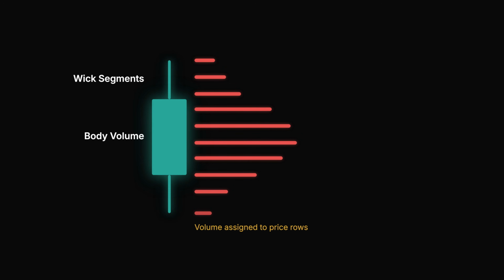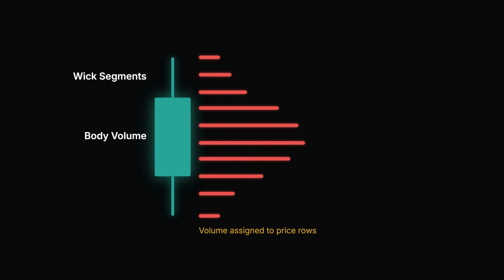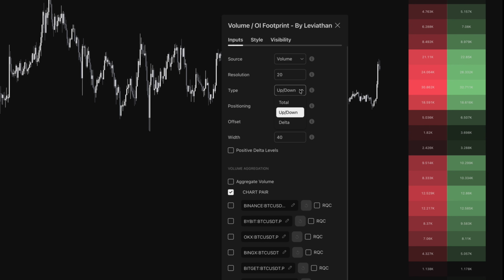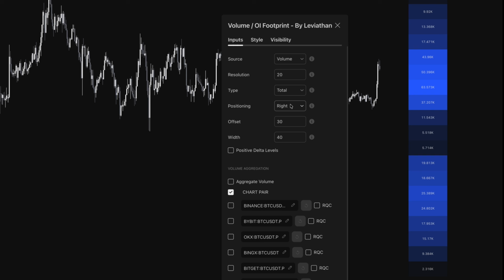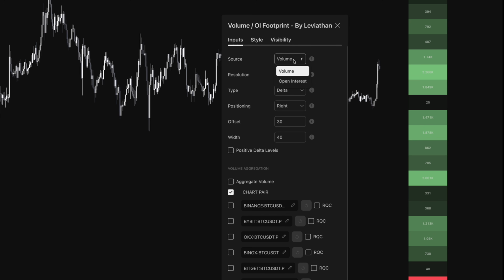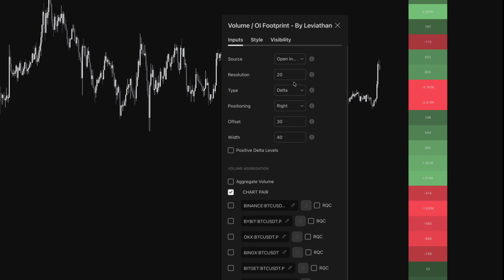For every bar in the visible window, it splits the candle into body and wick segments, calculates how much volume sits in each segment, and then assigns that volume to the price rows the candle physically passed through. You can switch between 3 display modes: total volume per row, separate buy and sell columns, or pure delta. And you can also flip the data source from volume to open interest change, which is a feature most footprint indicators on TradingView simply do not offer.